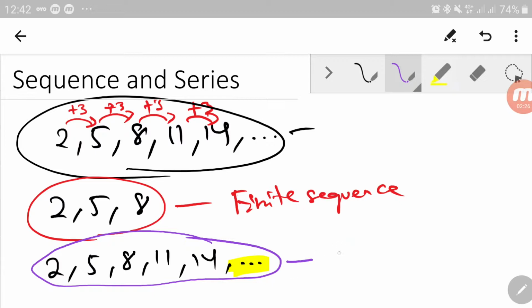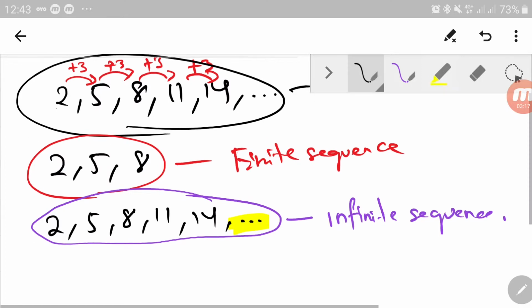Since we do not know what the n is, since we do not know the number of terms in the sequence, this kind of sequence we call an infinite sequence. So basically, a sequence is a collection of numbers with a comma between them, like this: 2, 5, 8, 11, 14. If we know the number of terms involved, it is called a finite sequence. Whereas if we do not know the number of terms involved in a sequence, we call it an infinite sequence. So that's what we have on sequence.